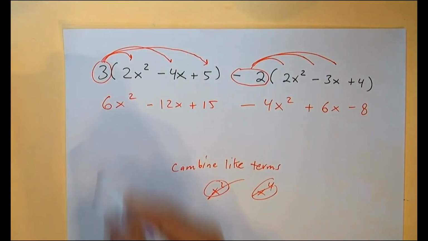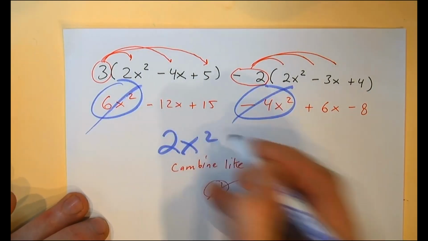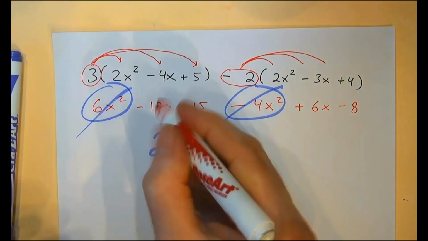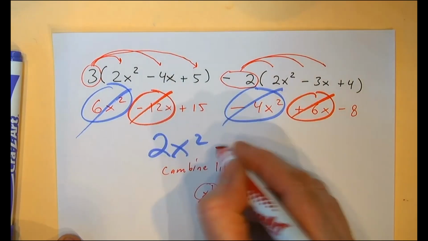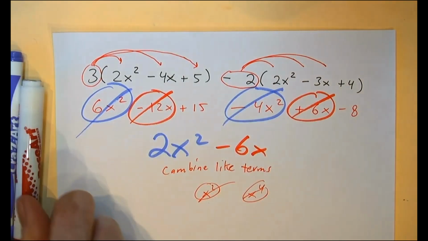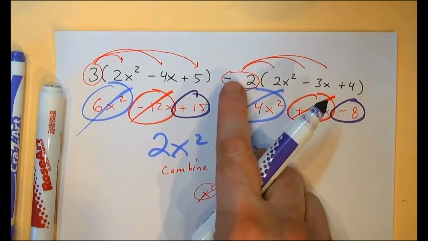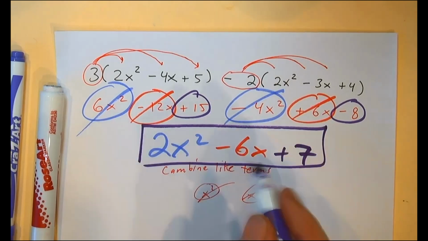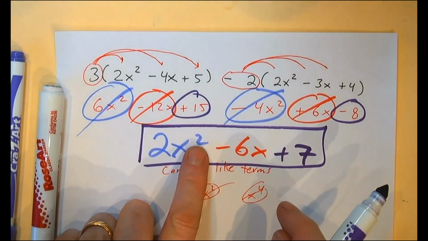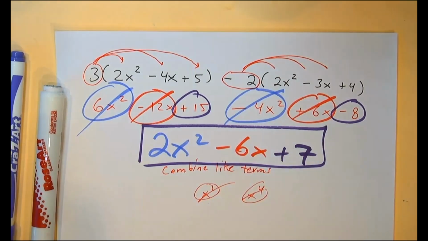Let's combine. Start with the big guys. 6, take off 4 is 2. Go to the next one. Negative 12 and 6. Well, 6 take off 12 is negative 6. And finally, the last one, 15 minus 8. I've already taken care of that negative. 15 minus 8 is 7. And this is my answer. And we always put our answer in this order. The square, then the x, then the 1. You count down 2, 1, and none. That way when you check answers, everybody has it in the same order.